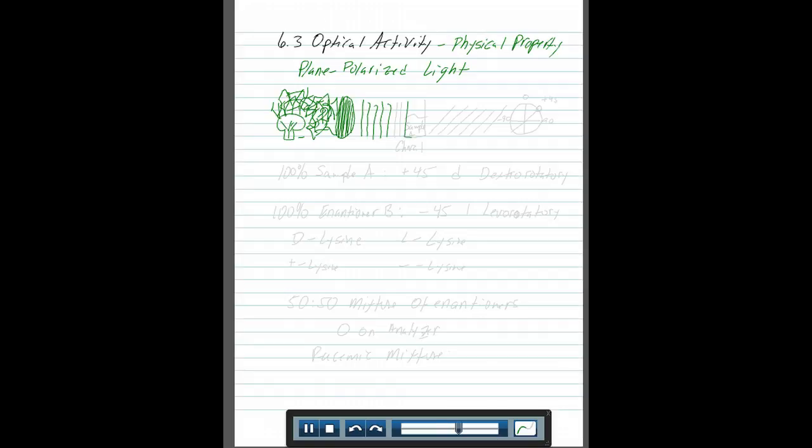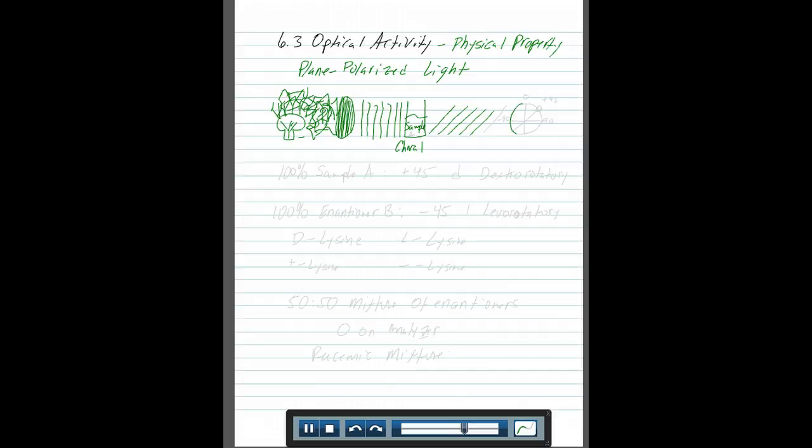Then you have your sample. So here's your sample, and imagine this molecule is chiral. Chiral compounds have an effect on how light travels through them. So when this plane polarized light starts traveling through the sample, the chirality of the molecule actually changes the direction of the light. The molecule has an effect on the light, and now the light is traveling this way. It's a very interesting phenomenon or property that molecules have.